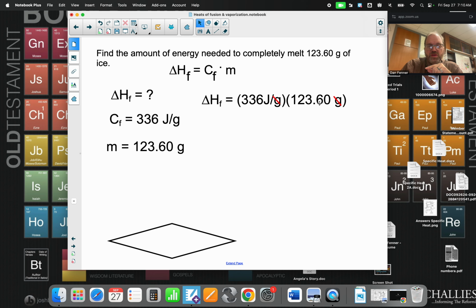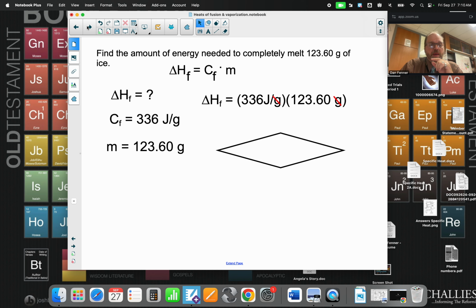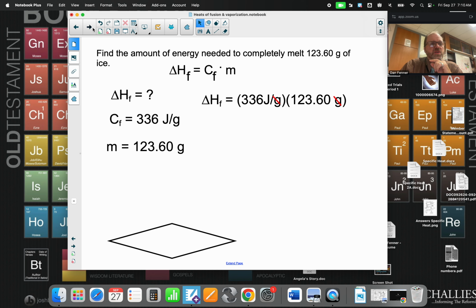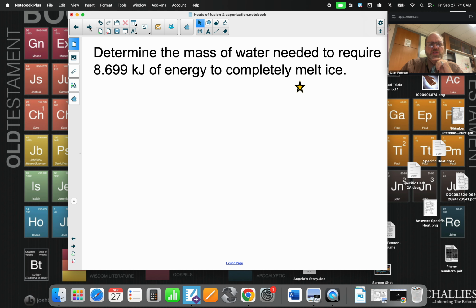That zero after the decimal shows exactness. It's significant. This is a constant, so it's definitely significant. The answer is 41,530 bar over joules. That's correct. Alrighty. Now let's try another one.